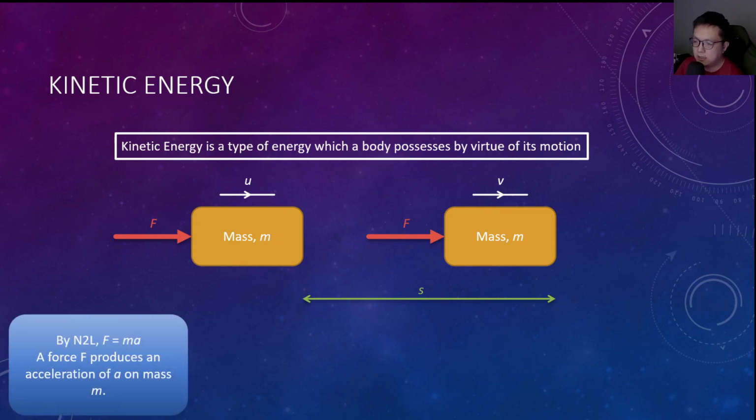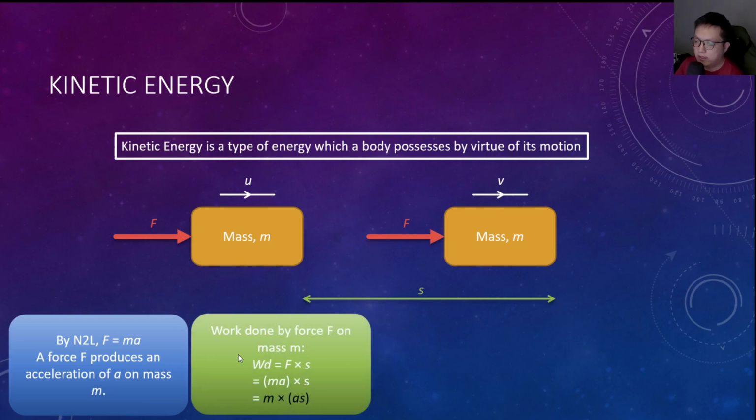First thing first, by Newton's second law, we know F equals to ma. So a force F produces an acceleration of a on mass m. So basically a is equals to F over m. Next, work done by force F on mass m. Work done is what we derived earlier. Work done equals to force times displacement. But now we open up our force, it will become ma times s. And once we do that, we can rearrange it a little bit to get m times as. So it's just a shifting of the brackets.